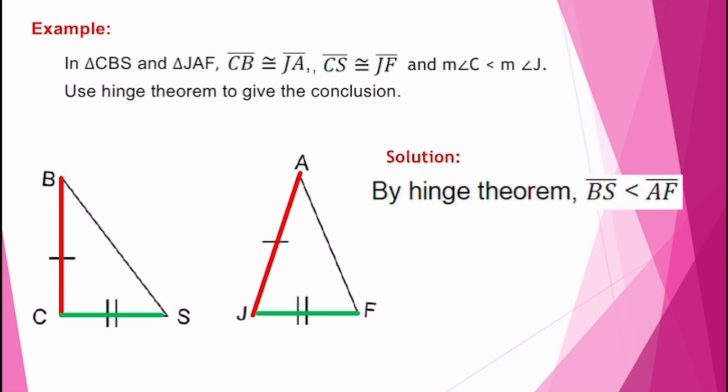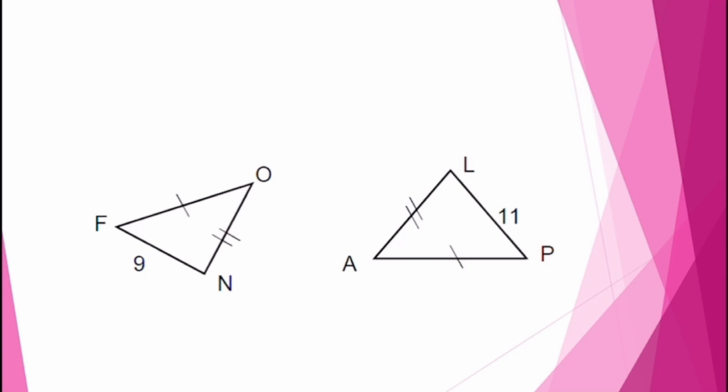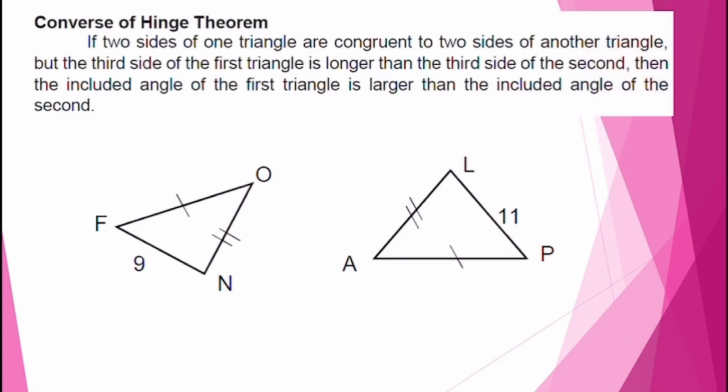Now, let's proceed to the converse of the hinge theorem. If two sides of one triangle are congruent to two sides of another triangle, but the third side of the first triangle is longer than the third side of the second, then the included angle of the first triangle is larger than the included angle of the second.